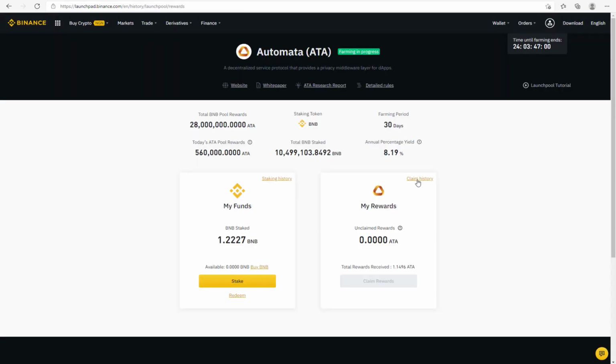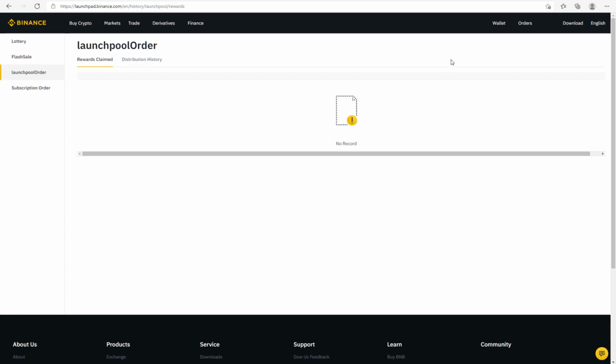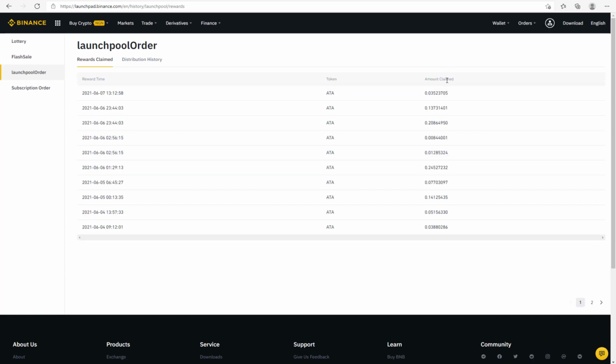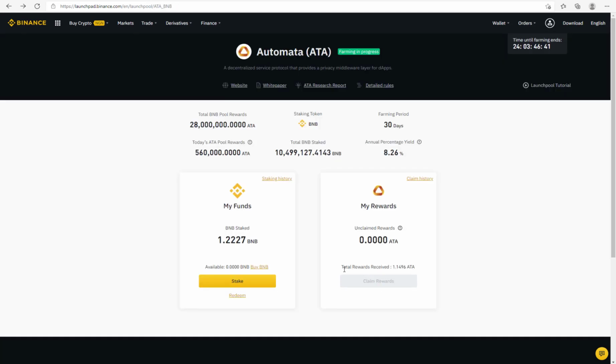If you click on claim history, you would see all the coins you have claimed, or all the tokens you have claimed so far with ATA. Also, you can see that my total rewards received so far is 1.1 ATA, approximately 1.15. Now remember guys, this is for free, right? You have your Binance token, and you're simply claiming free tokens just by staking on this Binance Pool product.